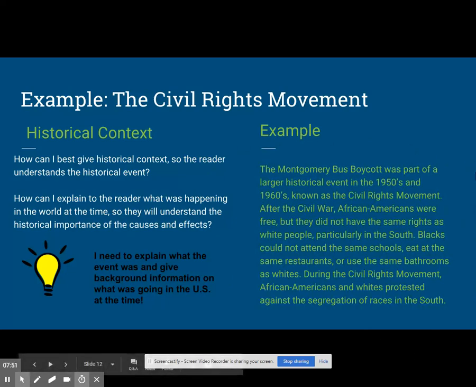This is what my transition would look like, how I give context for the historical event. The Montgomery bus boycott was part of a larger historical event in the 1950s and 1960s known as the civil rights movement. After the Civil War, African Americans were free, but they did not have the same rights as white people, particularly in the South. Blacks could not attend the same schools, eat at the same restaurants, or use the same bathrooms as whites. During the civil rights movement, African Americans and whites protested against the segregation of races in the South. I've given context for what was happening during the civil rights movement so that my reader will then understand the causes of the movement and the effects of the movement as they read my paper.